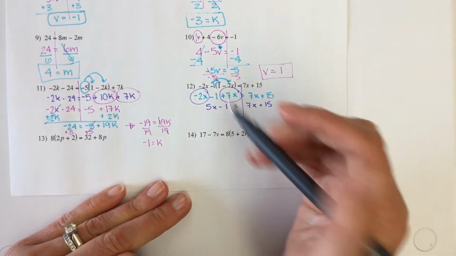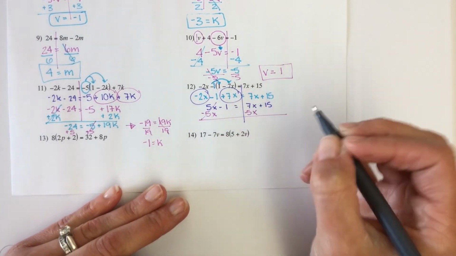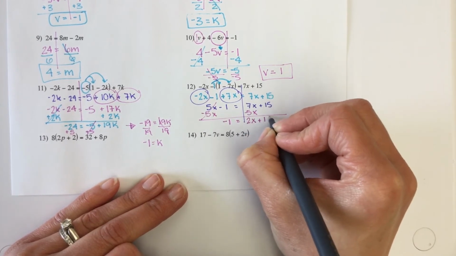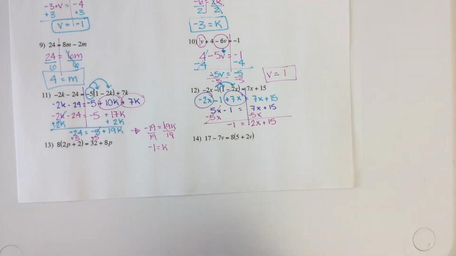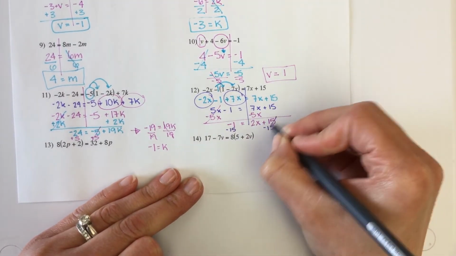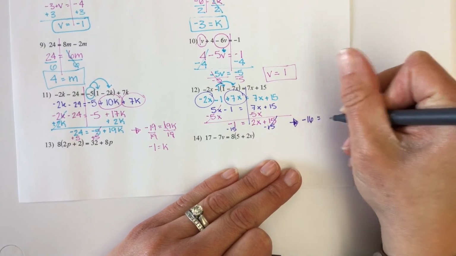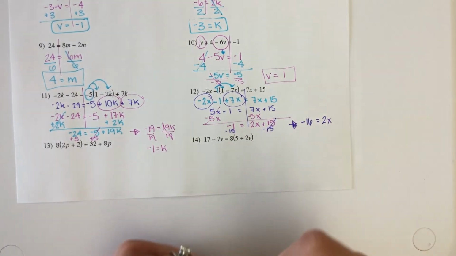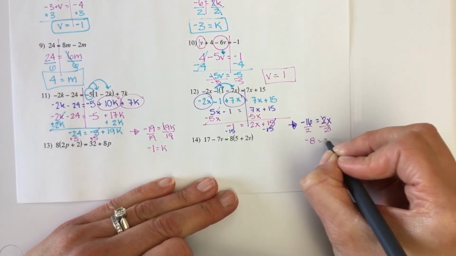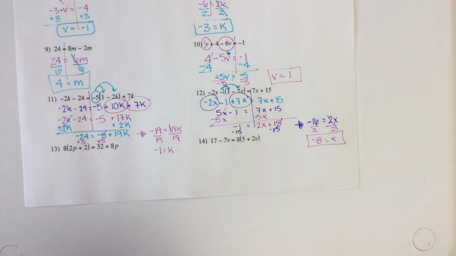Weakest link, 5x or 7x. The 5x is weaker, so I'm going to move that one to the other side. You only have to do the opposite operation if you are trying to move it to the opposite side of the problem. So we're still trying to get x by itself, so minus 15 on both sides. So this gives us negative 16 equals 2x. Divide both sides by 2. Negative 8 equals x. And anytime you want to check your problem, you just put it back into your equation.